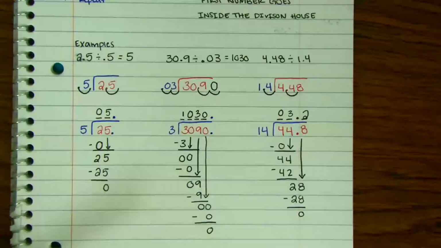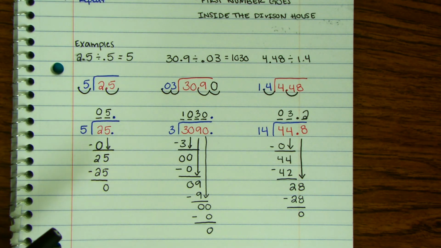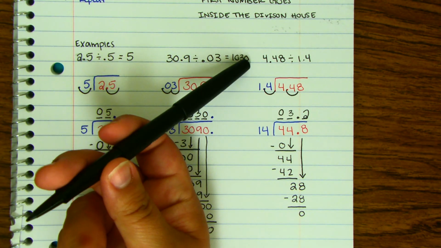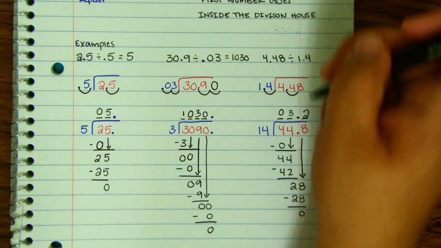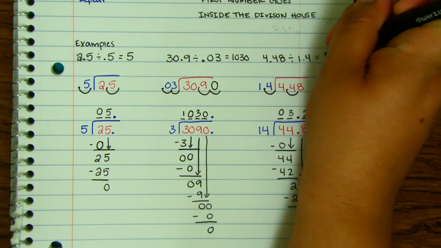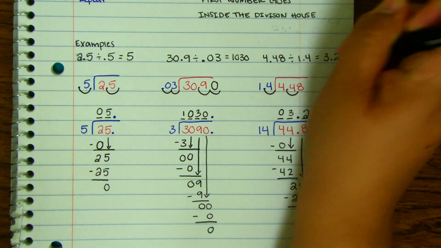And 44 and 8/10 divided by 14 would give me 3.2, which is the same answer as 4 and 48/100 divided by 1.4. So my answer is going to be 3 and 2/10.